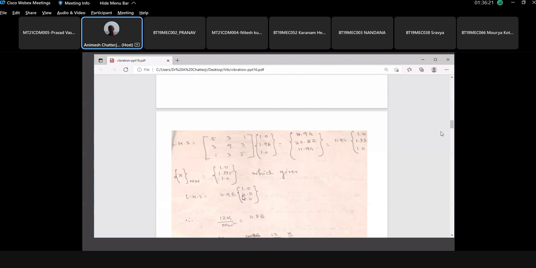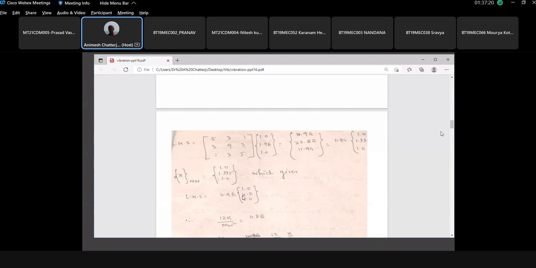Do you think, because we are more comfortable with the inverse of the mass matrix, we can create another iteration procedure where M inverse is needed, not K inverse? Can that be done? Why is everyone quiet? Simple question, very ordinary question.